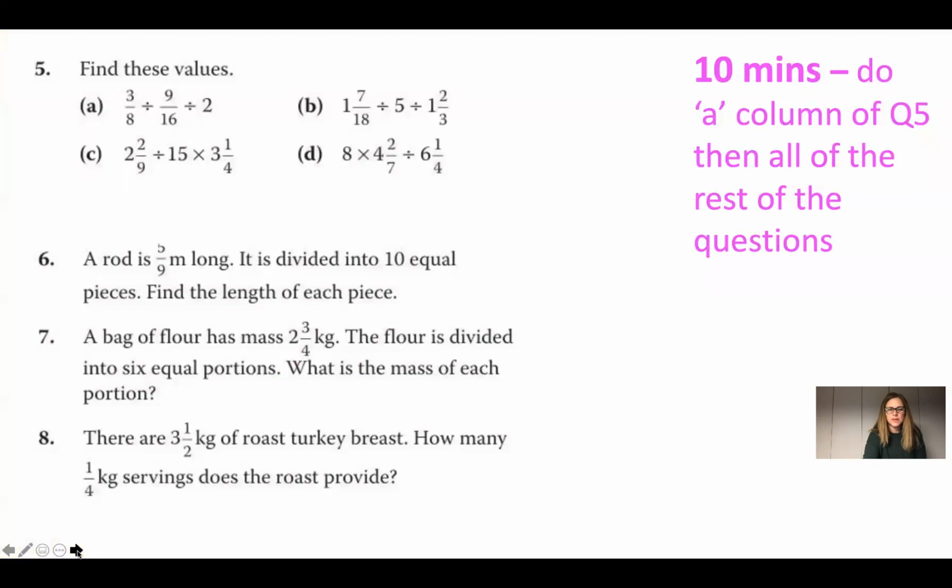You have 10 minutes to complete these questions. You're going to do the A column of question 5, then you're going to look at questions 6, 7 and 8. If you've got time, you can do these 2 as well. That says 5, by the way, 5/9. 10 minutes, off you go.